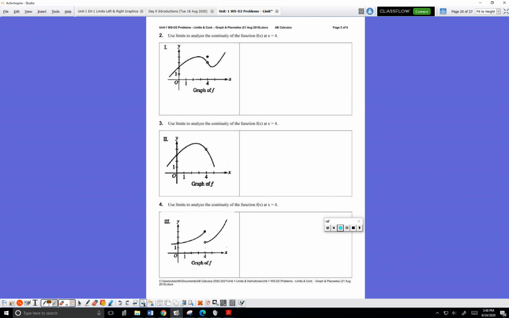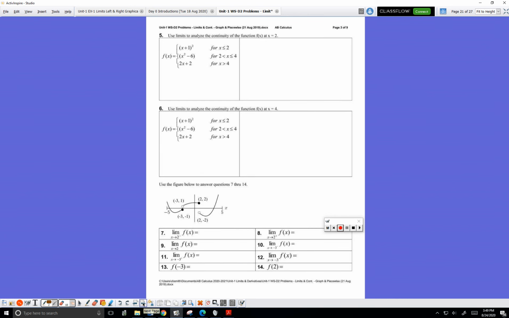So problems 2, 3, and 4 follow the same pattern as number 1, because you are again being asked to use limits to analyze the continuity of a function at a specific x coordinate. So same pattern as number 1. 5 and 6, similar pattern, except now it's a piecewise function that you're analyzing.